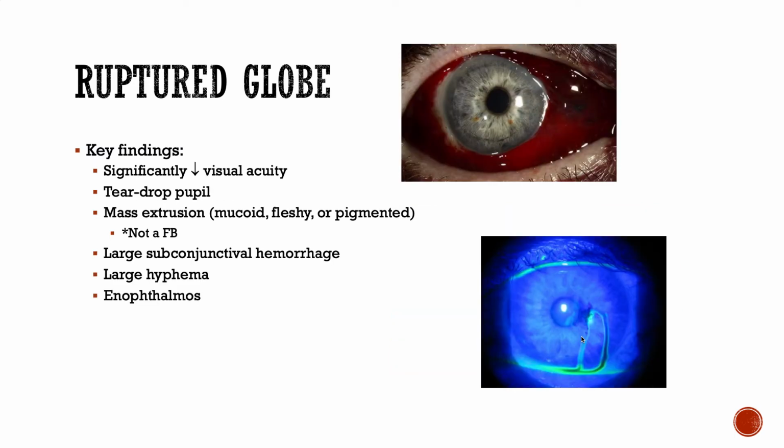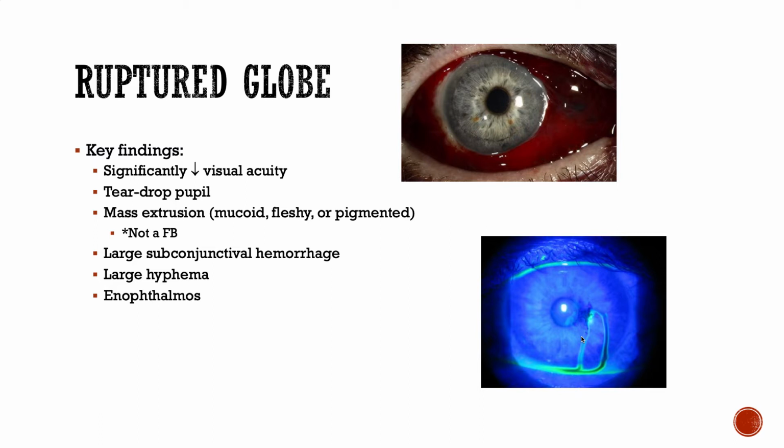So key findings on physical exam. We talked about the characteristic teardrop pupil, again pointing to the penetrating foreign body, but also mass extrusion, so intraocular contents that are being pushed out or coming out. You don't want to mistake this for a foreign body or try to mess with it or try to remove it. If it looks pigmented, fleshy, mucoid, then that would be a concern for ruptured globe, as well as significant conjunctival hemorrhage that is surrounding the eye, large hyphemas. This is also something that you would be worried about.